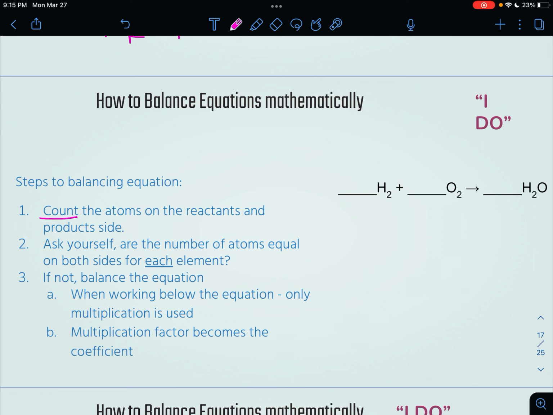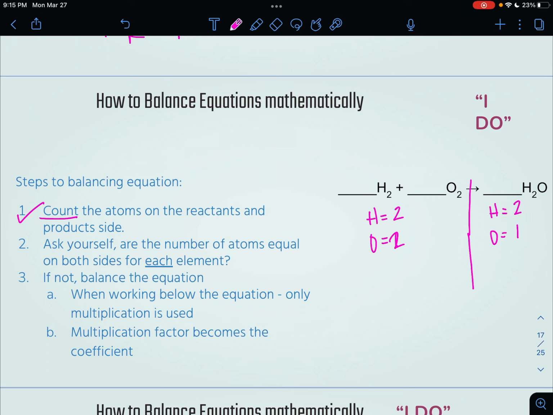We want to count what we have on the reactant side and what we have on the product side. On the reactants, I have hydrogen and oxygen, and on the product side, I have hydrogen and oxygen as well. Sometimes I'll draw a little line down the middle to help me keep the two sides separated. So if you want to try that, that is fine. Remember, the little numbers tell us how many we have. So we have 2 hydrogens and 2 oxygens, and then 2 hydrogens and 1 oxygen. Okay, so our first step is done.